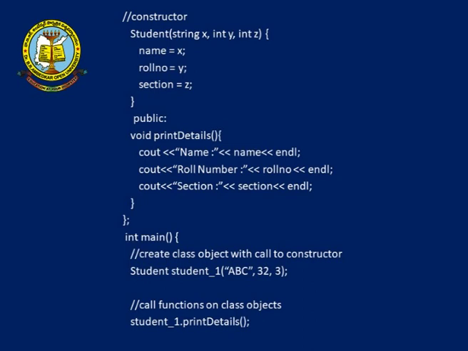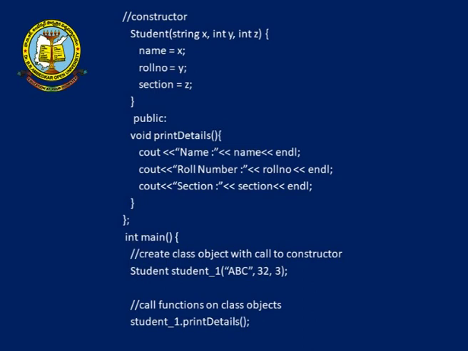What is the purpose of the constructor here? We are assigning values, or initializing the variables. Whatever values we pass using the main function come here. In this constructor, name is equal to x, roll number is equal to y, section is equal to z. Again, using the public section, I am printing those variables: name, roll number, section.